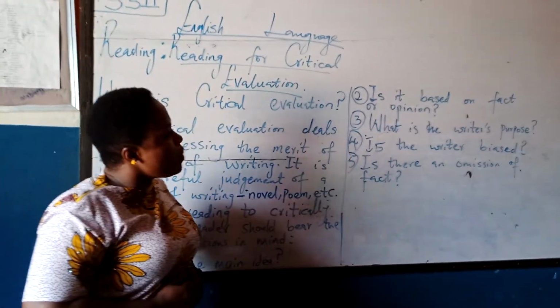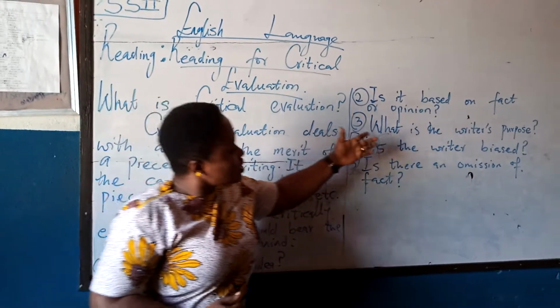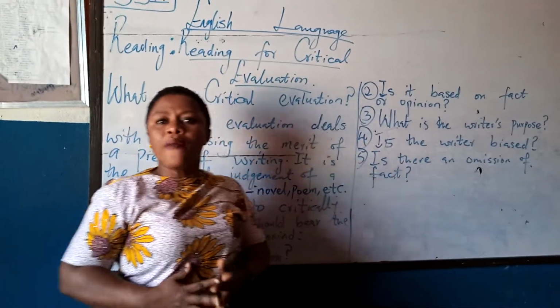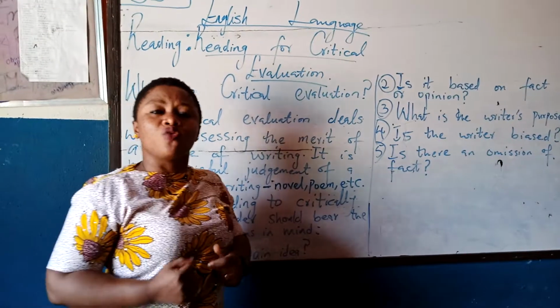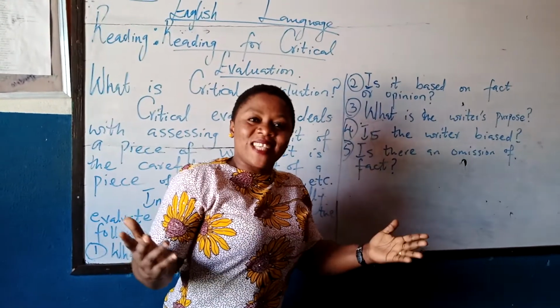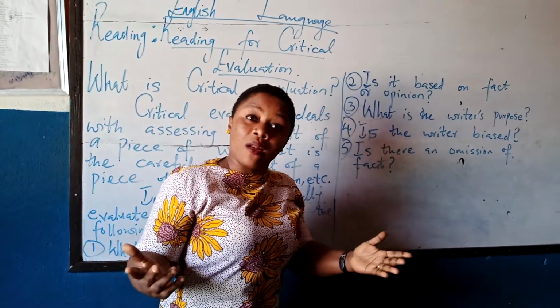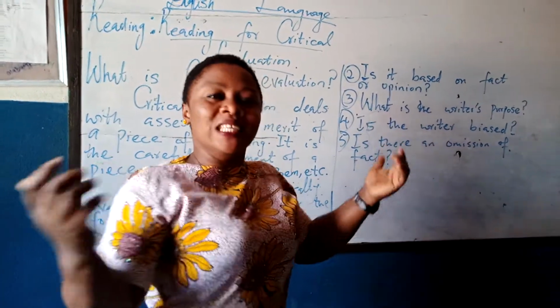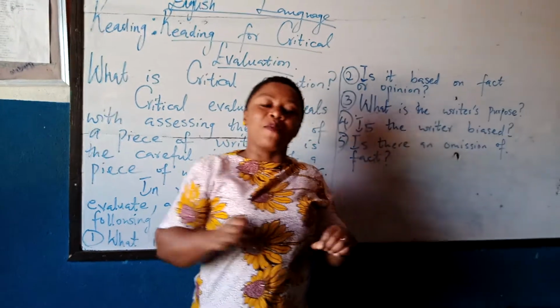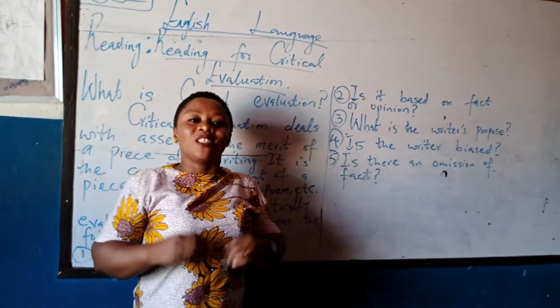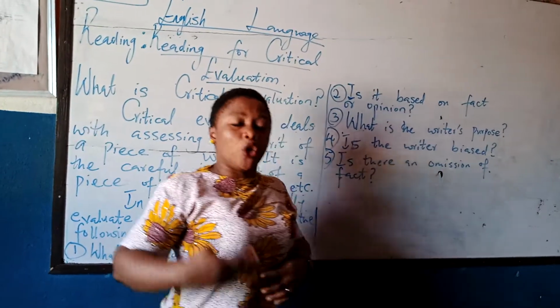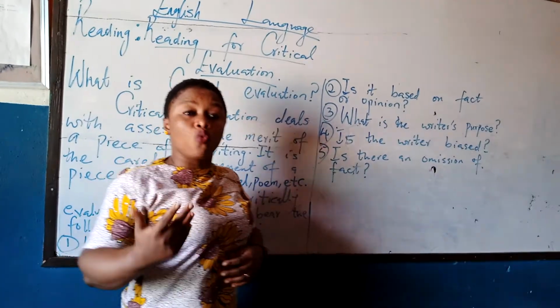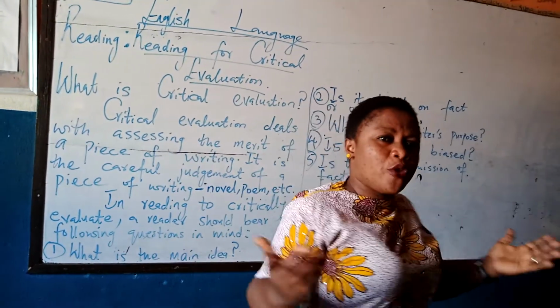Now, the next thing you may have in mind is, what is the writer's purpose? When we talk about the writer's purpose, it deals with the writer's intention. Writers have different things in mind while writing. Some have in mind to entertain their readers. Some have in mind to inform their readers. Some have in mind to educate. It could equally be to persuade, dissuade, irritate, or what have you.